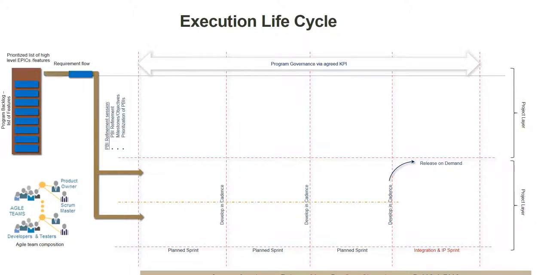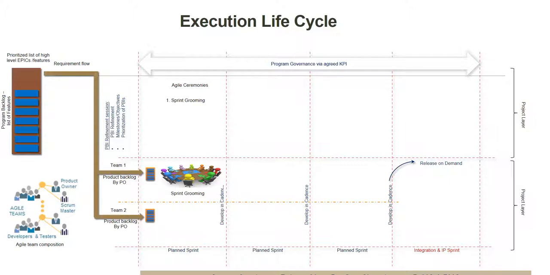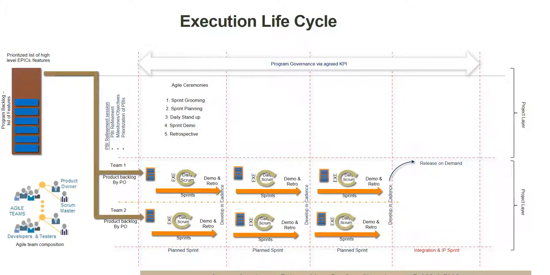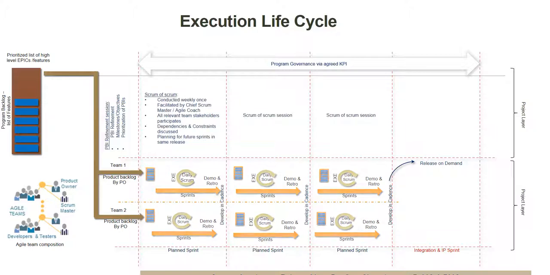Just a quick representation of the same thing that we were talking about. We have a big program backlog from which the product backlogs get created. They get distributed to the teams, and then the team starts working on it. We have the ceremonies that they keep on working on, and then they keep on executing it, and this is how it looks, sprint by sprint, sprint by sprint, and then we get the actual products.